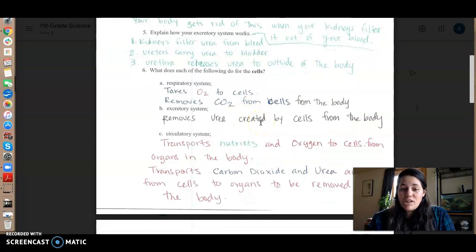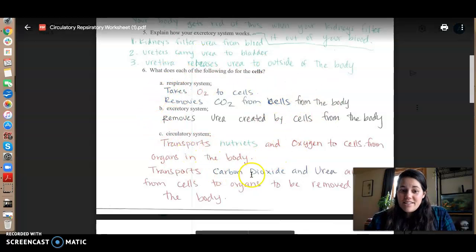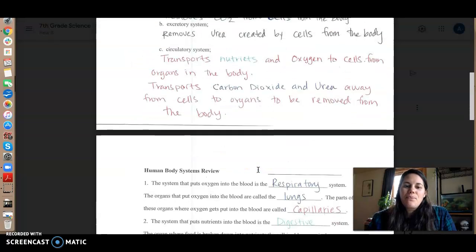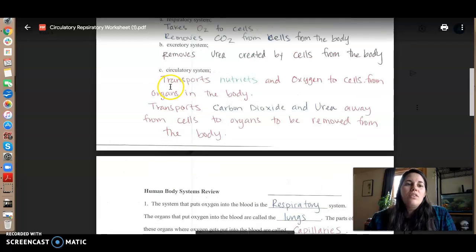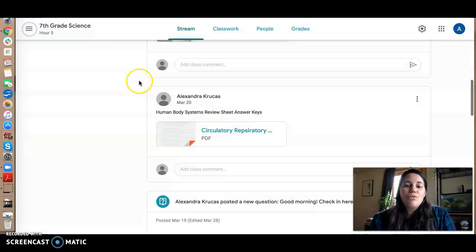For the 6th project requirement, where you're talking about how these systems do things for cells, here it is. This is the big important ideas. So these review sheets were super helpful in getting ready to create your project.